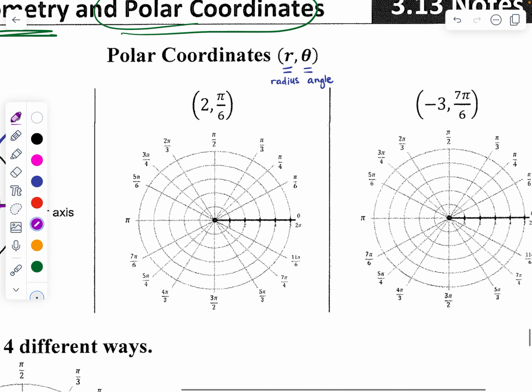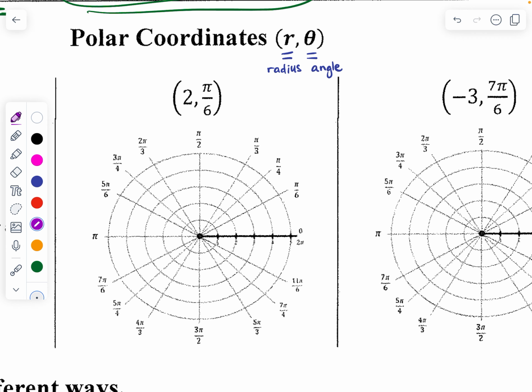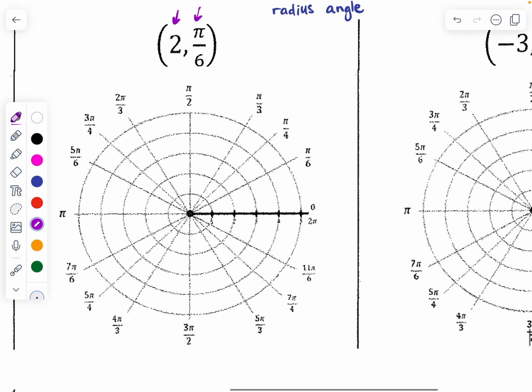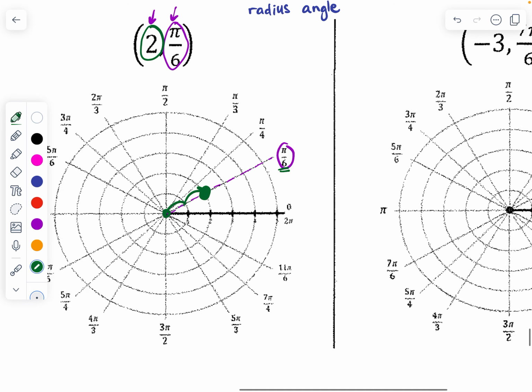So for example, if I know r comma theta, I'm going to say, okay, where is pi over 6? Well, I know it's right here, so it's along this angle, and I want to know where's a radius of 2? So starting at the origin, I know it's positive 1, positive 2 towards pi over 6. So it's this point right here.